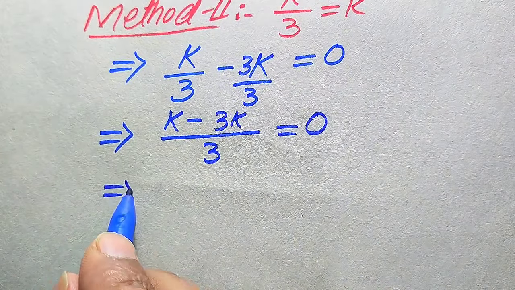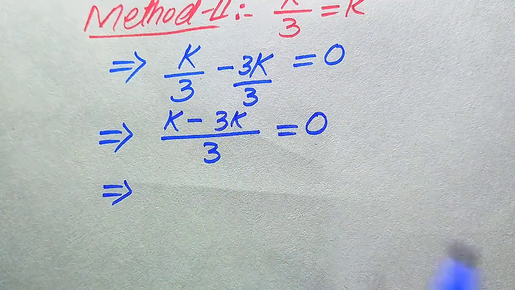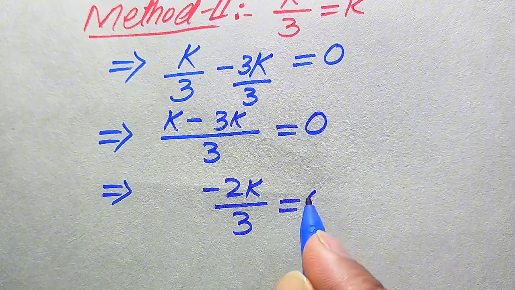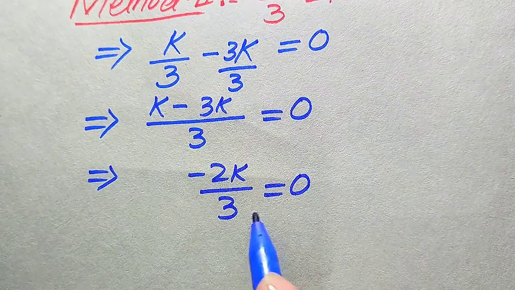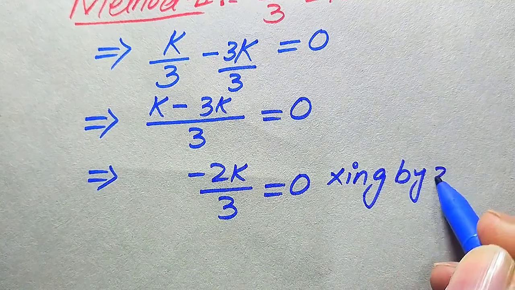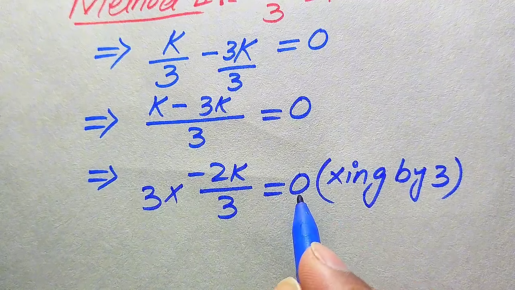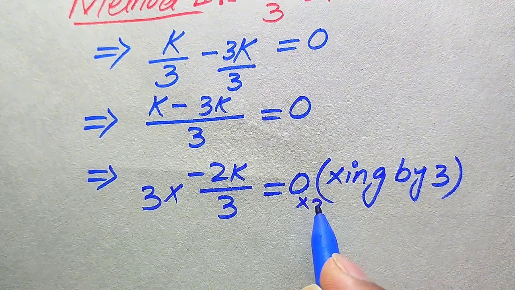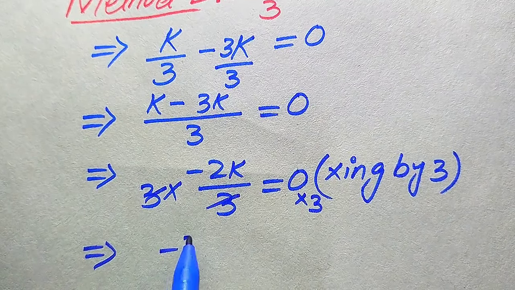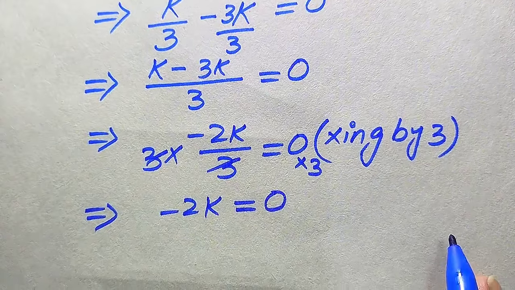And now in the next step we need to subtract these two values, and we obtain k minus 3k, which is minus 2k divided by 3, equals 0. Here we need to find the value of k. For this we multiply both sides by 3. When we multiply both sides by 3, we have 0 multiplied by 3. So this 3 and this 3 cancel out each other, and we obtain minus 2k equals 0 multiplied by 3, which becomes 0.